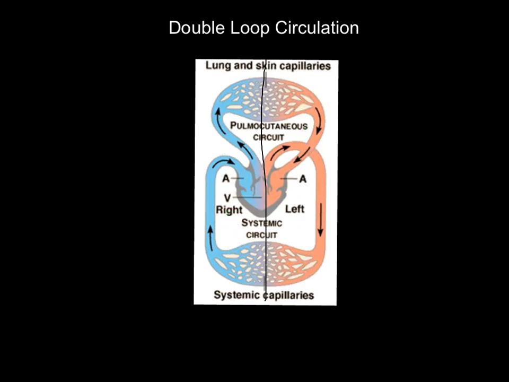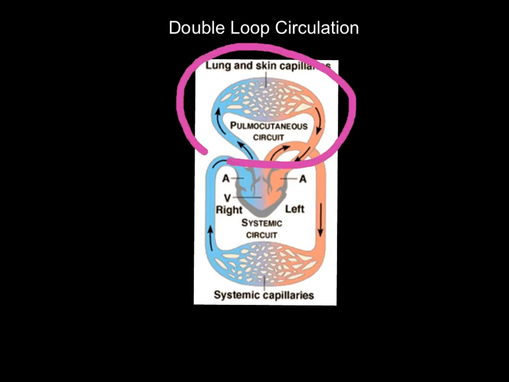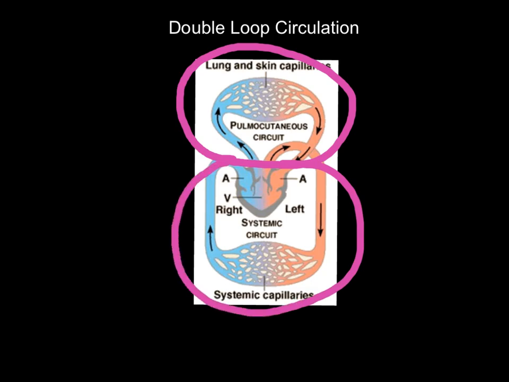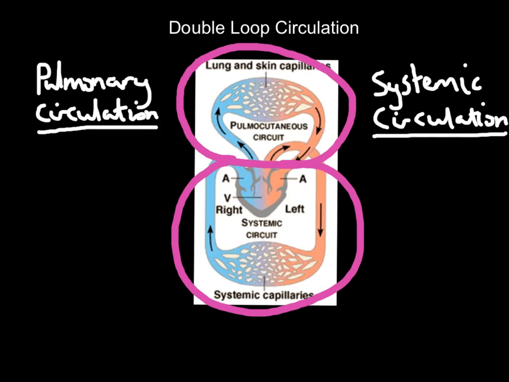However, what do we need to know for the purposes of our exam? We actually need to know about this one and this one. Good old-fashioned figure of eight. Now on this diagram, it gives it a couple of different names. If you look, it gives it pulmocutaneous circuit and the systemic circuit. Systemic we're keeping here. We're going to call the top part the pulmonary circulation.